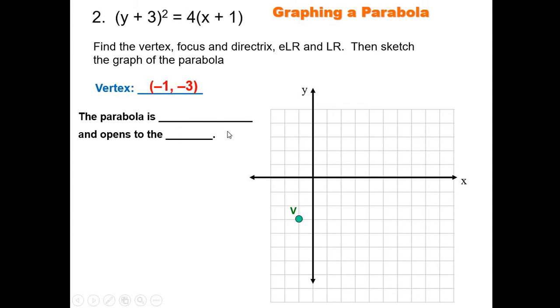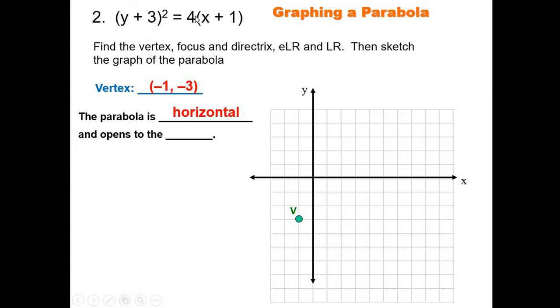Next, the parabola is blank and opens to the blank. What do you think are the answers for this? Fill in the blanks. The parabola is blank and opens to the blank. Anybody from the class? Okay, wala. So the parabola is horizontal.